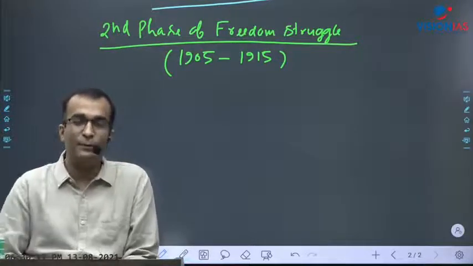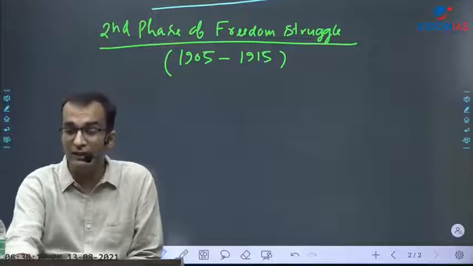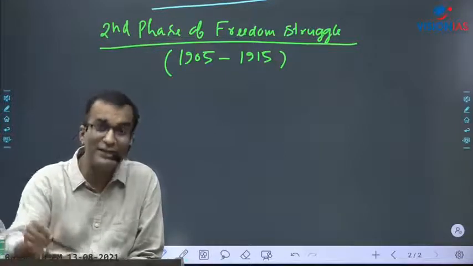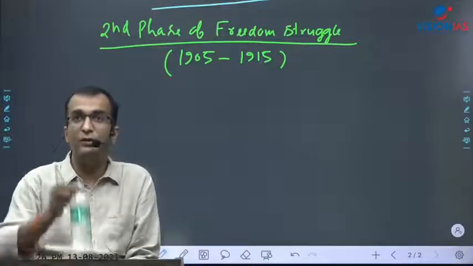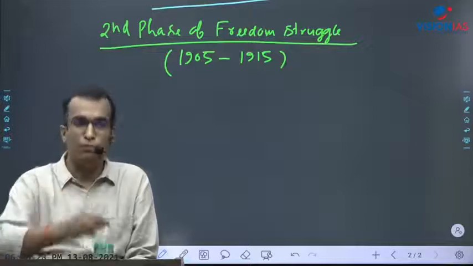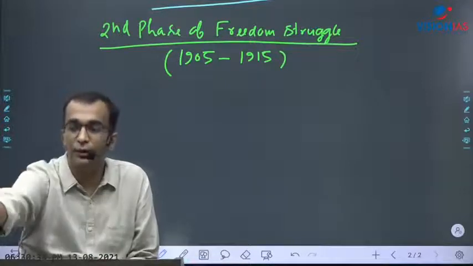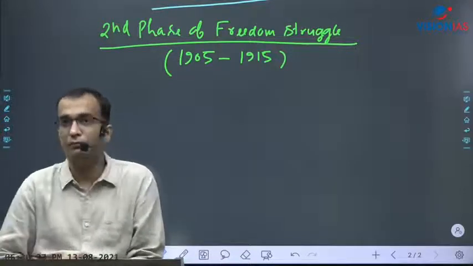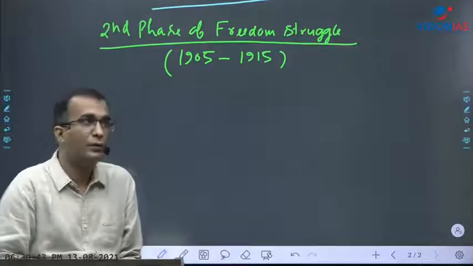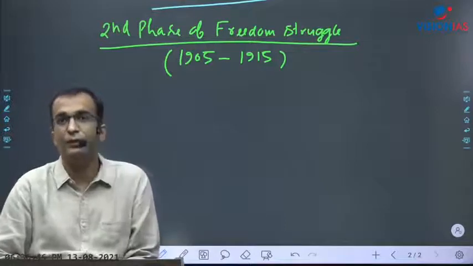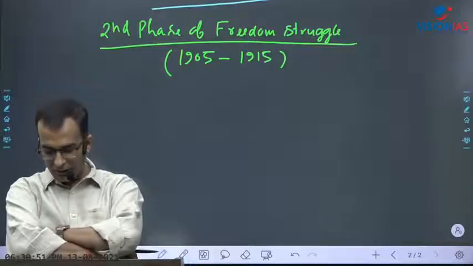So please write that in 1905, the British government decided to divide the province of Bengal into two parts on the basis of religion.